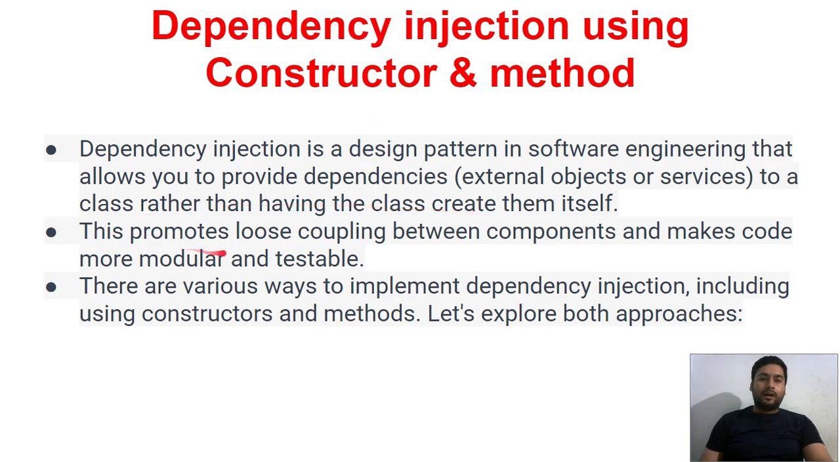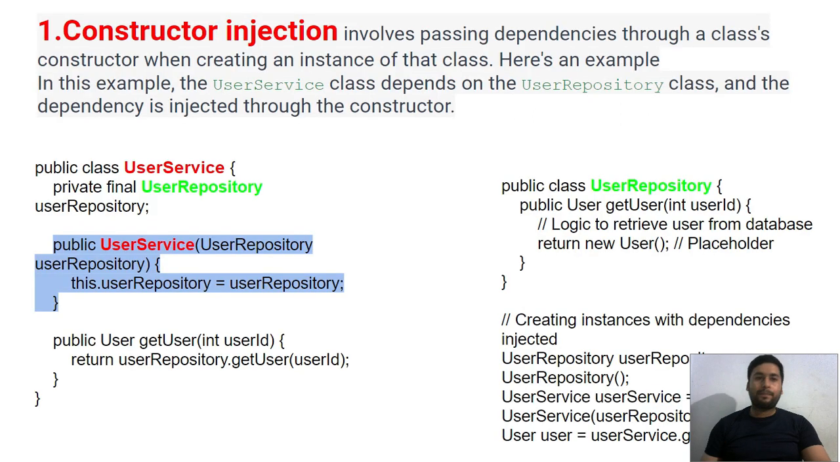It promotes loose coupling between the components and makes code more modular and testable. There are various ways to implement dependency injection, including constructor and method. Let us explore both approaches, how we can go with the constructor and how we can go with the methods.